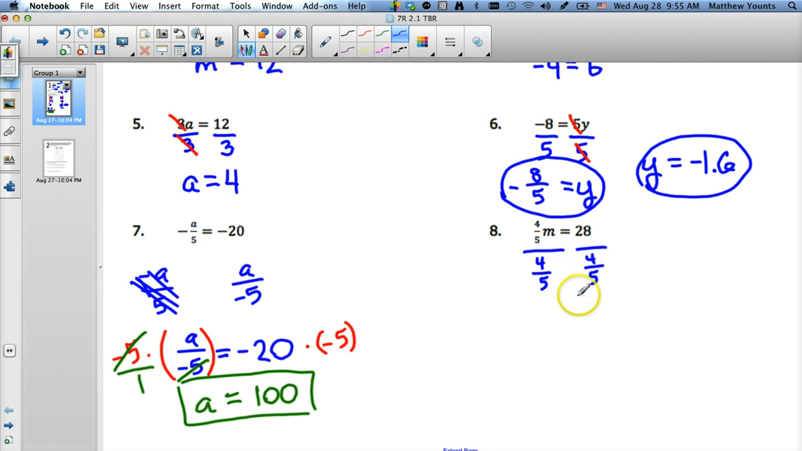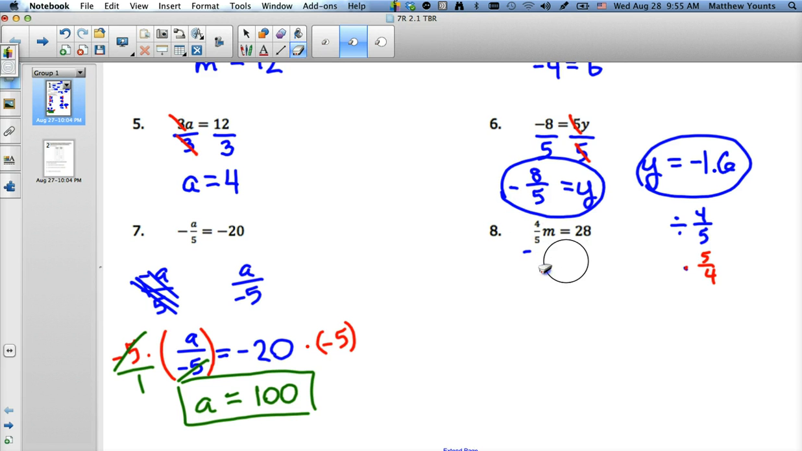So what I want you to remember is the rule for dividing by fractions. Dividing by 4/5 would be the same thing as multiplying by its reciprocal. It'd be the same thing as multiplying by 5/4. So instead of writing it this way, I'm actually going to change that to multiply both sides by 5 over 4. It's going to give me the exact same thing, but it's going to look a little bit nicer.